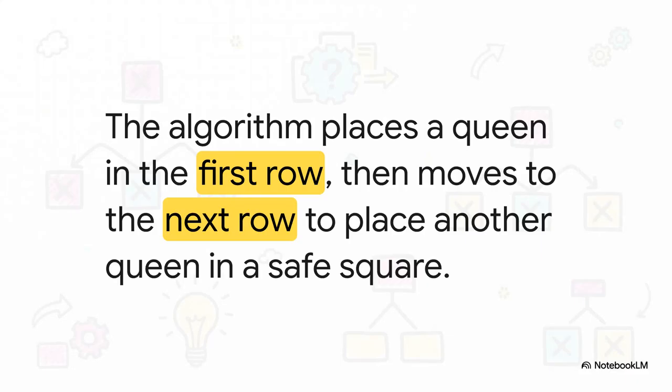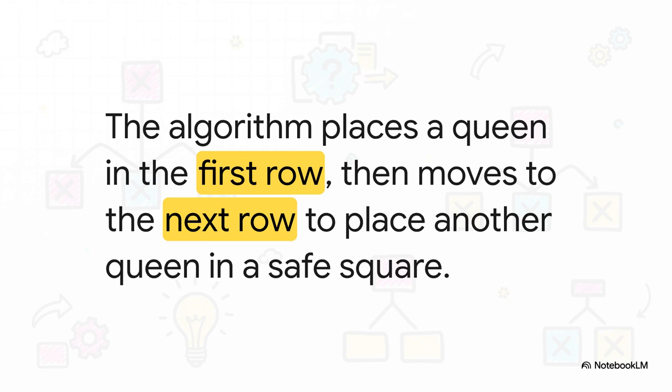So how would an algorithm tackle this? Well, it starts by just plunking a queen down in the first square of the first row. Easy enough. Then it moves to the second row and looks for the first available square that's safe, where a queen wouldn't be attacked. It places the next queen there.